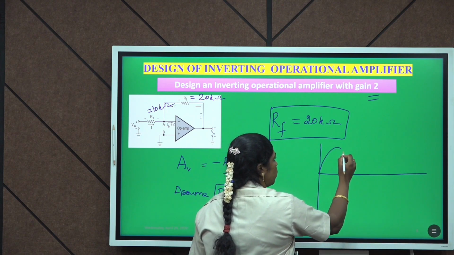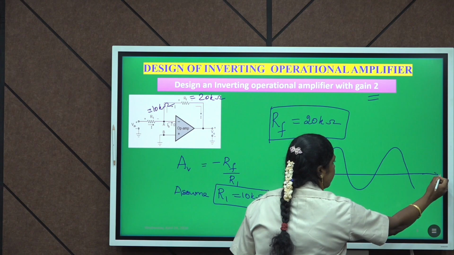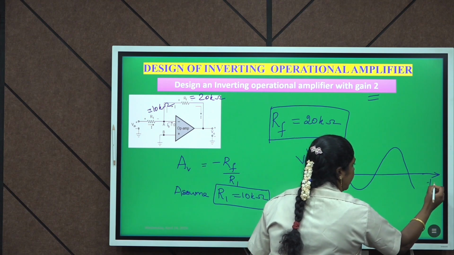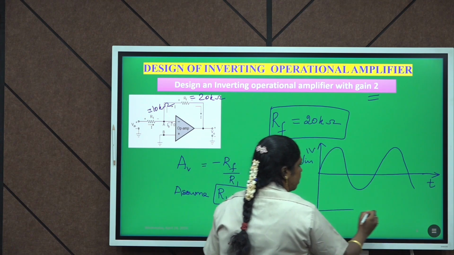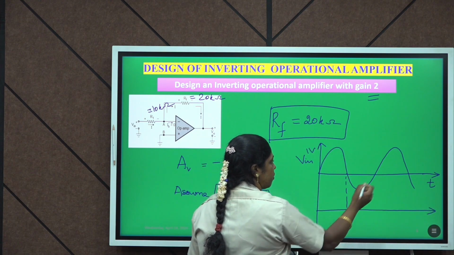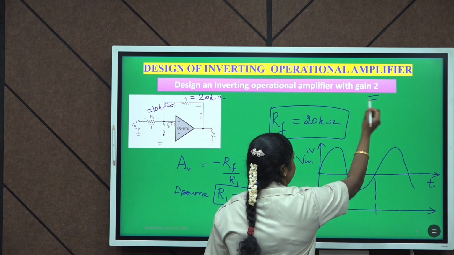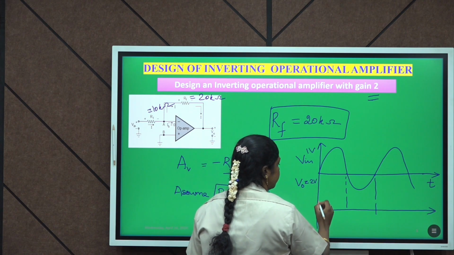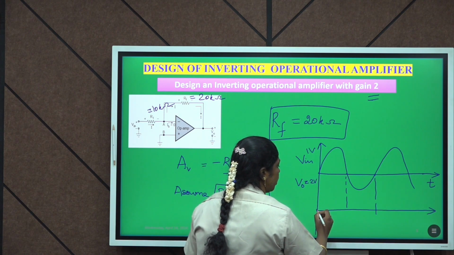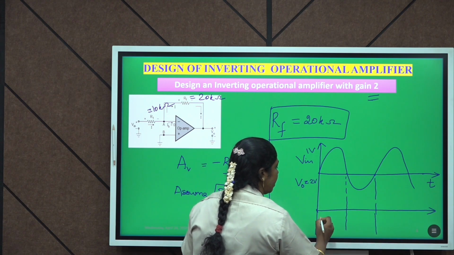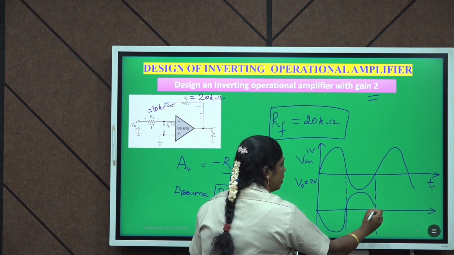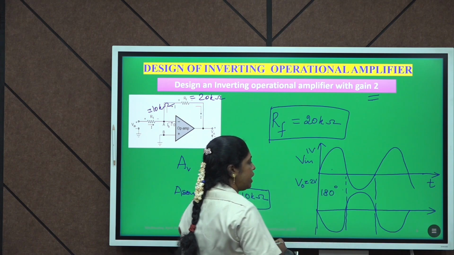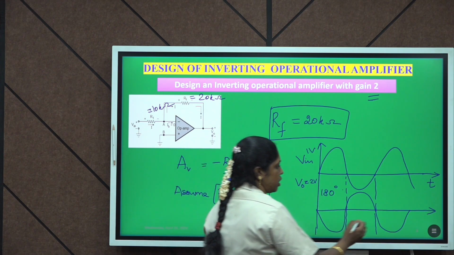When the input given to the inverting operational amplifier is 1 volt, this is the input voltage, and here it is time. Since it is an inverting operational amplifier and the gain is 2, the output voltage will be equal to 2 volt, and the output will be the inversion of the input. It will be inverted, the phase difference will be around 180 degrees between the input as well as output.